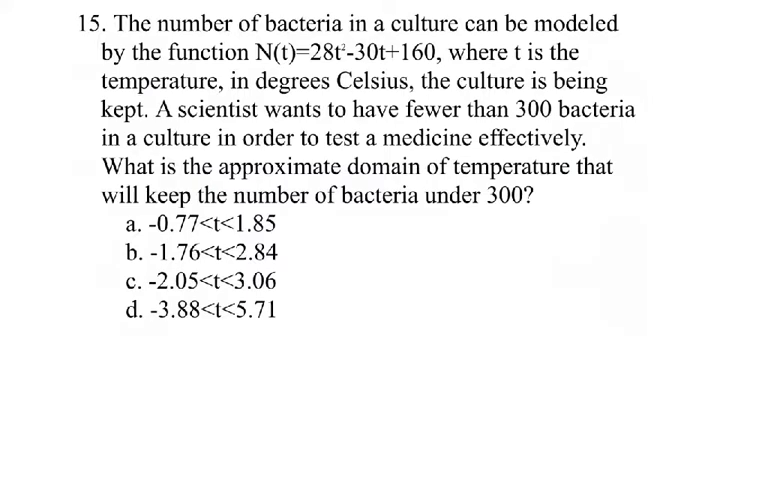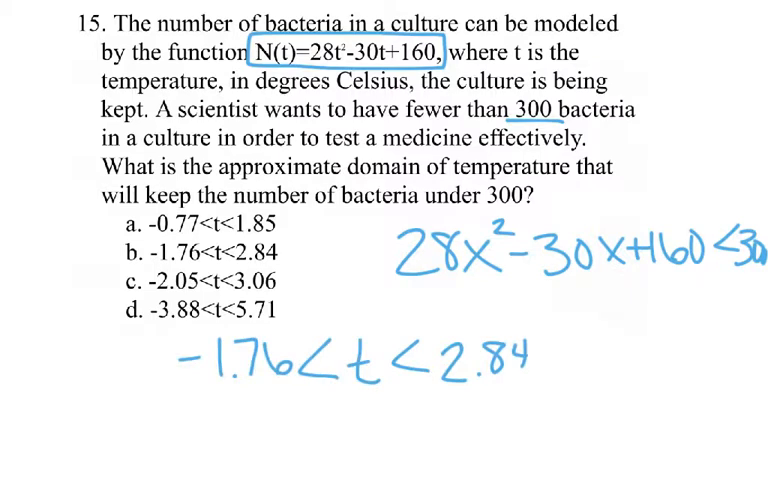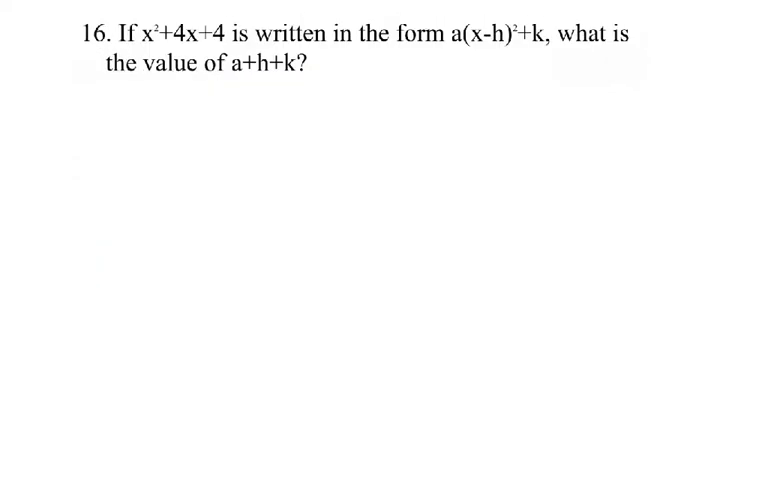This is a quadratic inequality. Here is the function. We want to see when it's fewer than 300. So I'm going to change this to x's. I don't know why, that's just what I do. So less than 300. Okay, and now we're going to solve it. You can go back and look at the quadratic inequalities video, but just look up how we would solve these. Okay, and then the answer is between negative 1.76 and 2.84, so notice that t is also between those two numbers. That's why the answer choice is B.